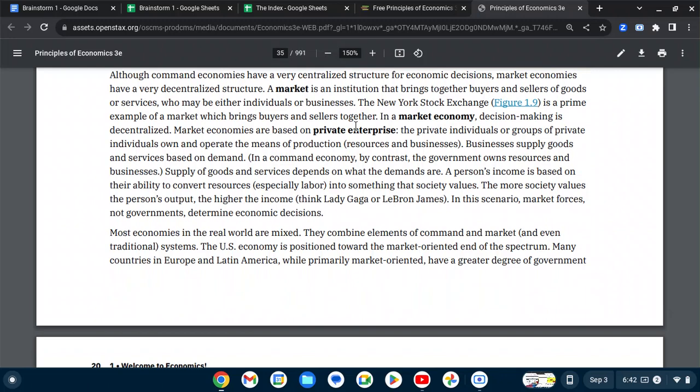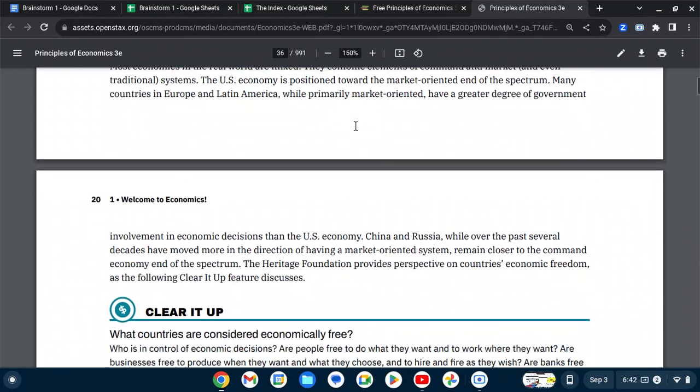Businesses supply goods and services based on demand. Supply of goods and services depends on what the demands are. A person's income is based on their ability to convert resources into something that society values. The more society values the person's output, the higher the income. In this scenario, market forces, not governments, determine economic decisions.